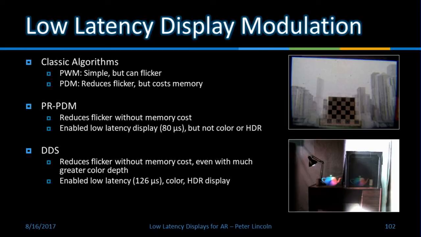Now, again, generating that multipass aggregate required modulation. The classic algorithms were simple, but they can cause flicker or they cost memory. PR-PDM reduces that flicker and memory cost, but while it was good enough for an 80 microsecond grayscale display, it wasn't good enough for color or HDR. And direct digital synthesis also reduced that flicker and the memory cost and was able to achieve much greater color depth while still having low latency capabilities with 126 microseconds for a color HDR display.